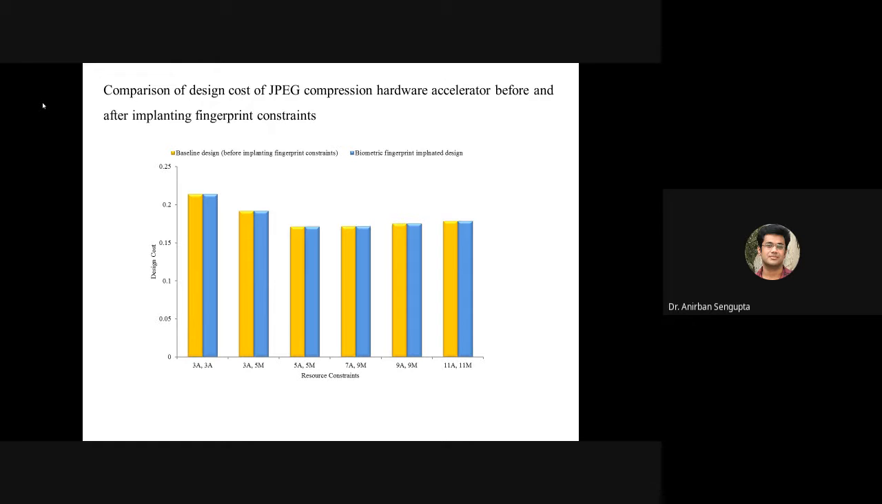Based on the analysis, we have seen that there is 0% cost overhead in the case of the biometric fingerprint implanted design. The reason is that the baseline design provides sufficient flexibility in making local alterations in the register allocation phase. As a result, we don't need to accommodate extra registers that would affect the design cost of the hardware.